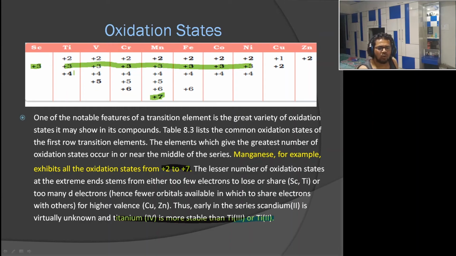Like for example, chromium's stability is in the +6 state. Is this clear? Majority of compounds, but chromium shows good stability in +3 also. Where +3, if you observe 4s1 3d5, one of the 4s and two of the 3d are lost. So the configuration is technically argon 3d3. Now 3d3 is neither half filled nor completely filled. Still it is more stable.